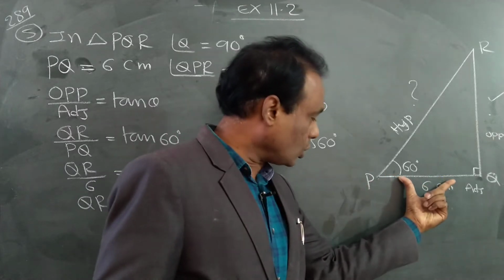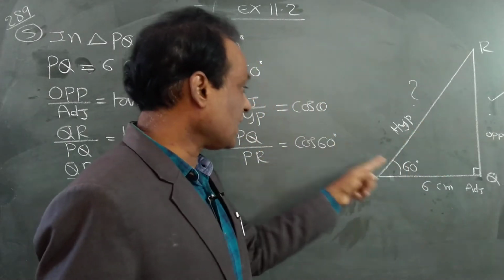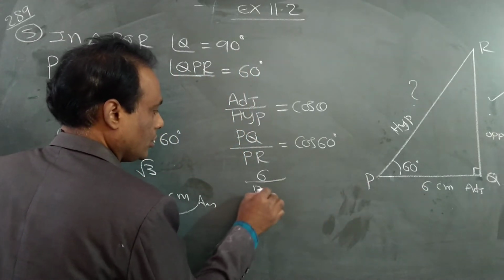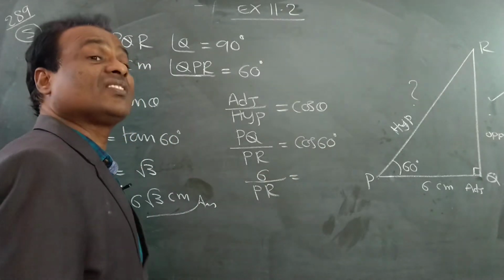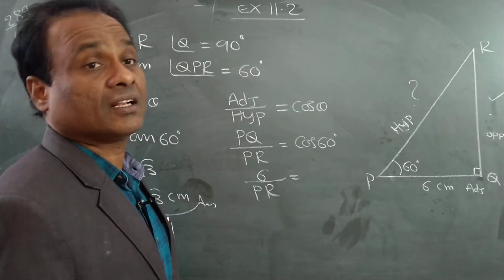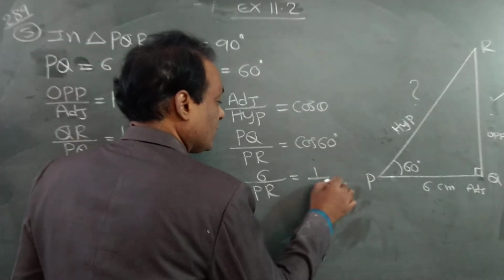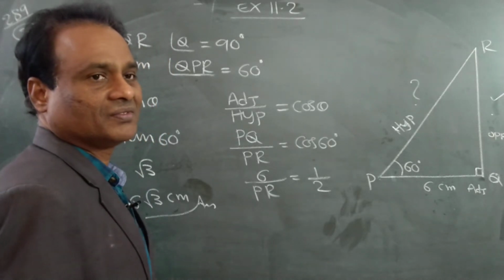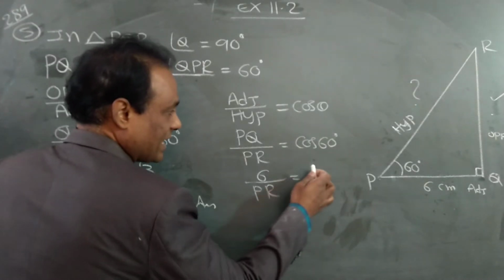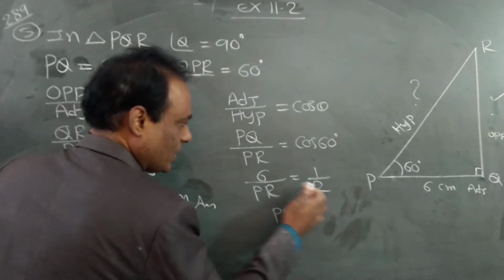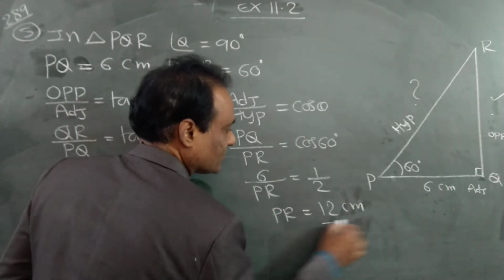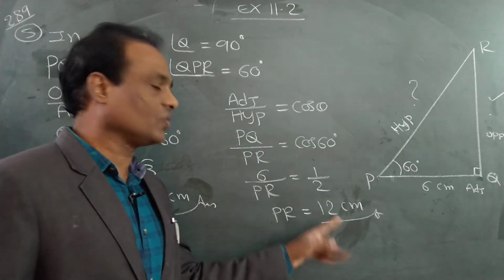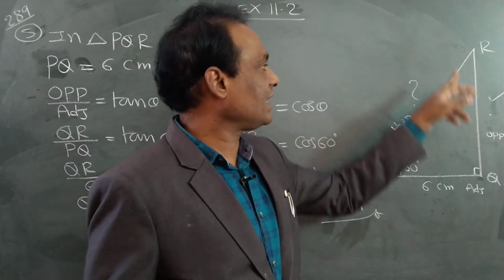Adjacent is PQ, hypotenuse is PR, theta is 60. PQ is 6, PR we don't know. What is cos 60 value? Cos 60 is 1 by 2. Cross multiplying, PR into 1 is PR, 2 into 6 is 12. PR is equal to 6 into 2, 12 centimeters. Over. We got this side and also this side.